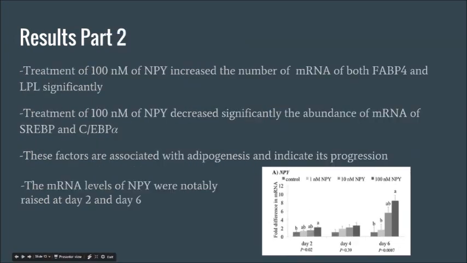Treatment with 100 nanomoles of neuropeptide Y significantly increased the mRNA of both fatty acid binding protein 4 and lipoprotein lipase. Conversely, treatment with 100 nanomoles of neuropeptide Y significantly decreased the mRNA abundance of both sterol regulatory element binding protein and CCAAT enhancer binding protein alpha. These factors are associated with adipogenesis and indicate its progression.